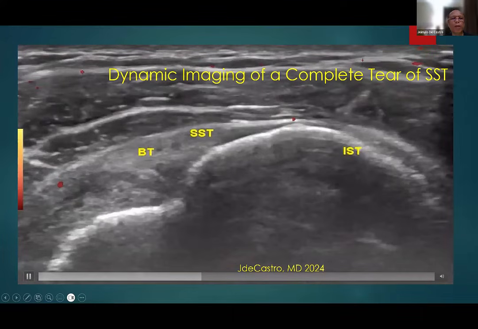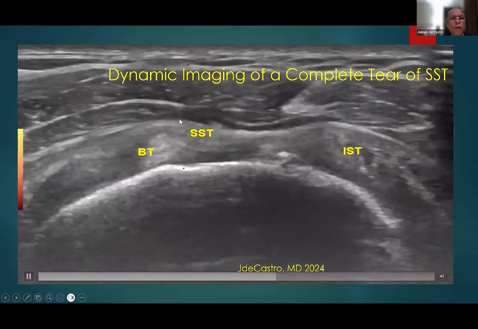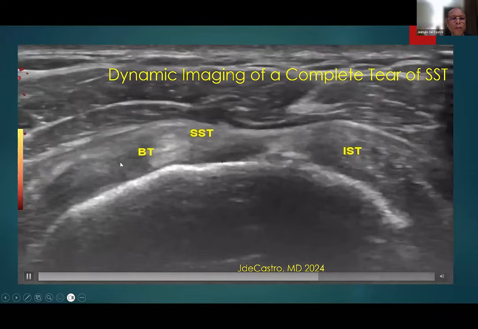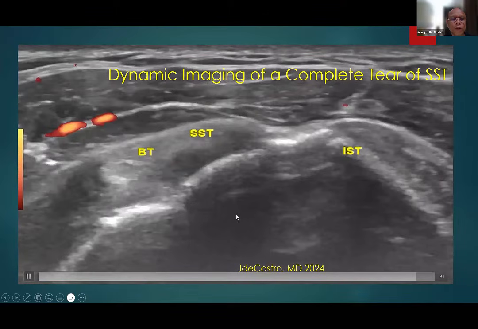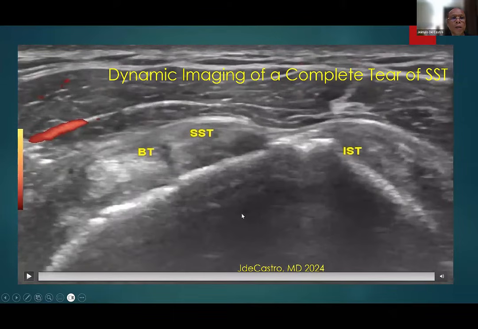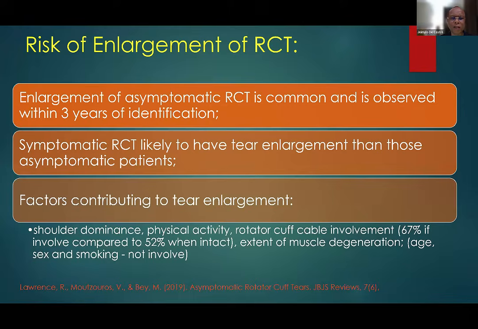So enlargement of RCT. Enlargement of asymptomatic RCT is common and is observed within 3 years of identification. Symptomatic RCT is more likely to have tear enlargement than asymptomatic patients. So factors contributing to tear enlargement. So unilateral risk of rotator cuff tear on the contralateral side.